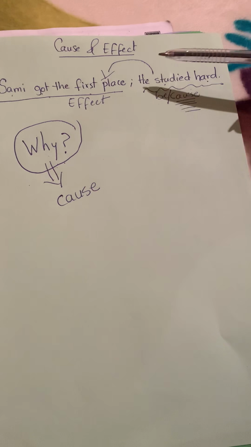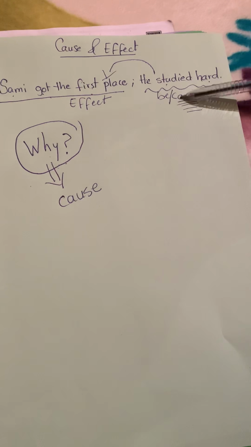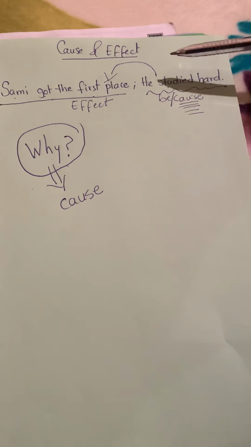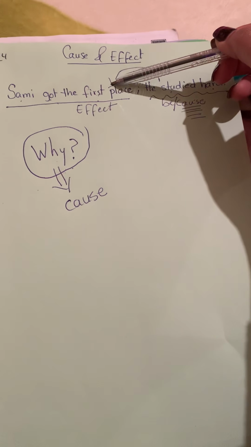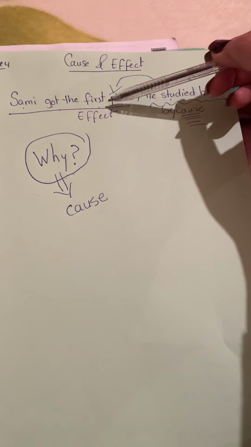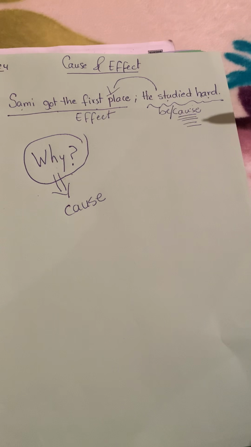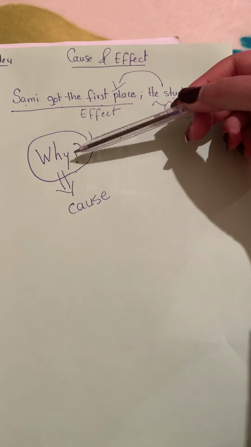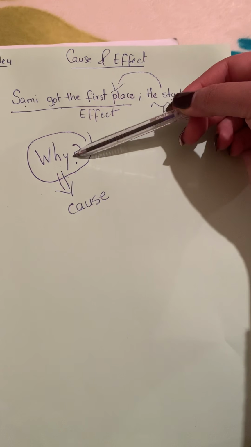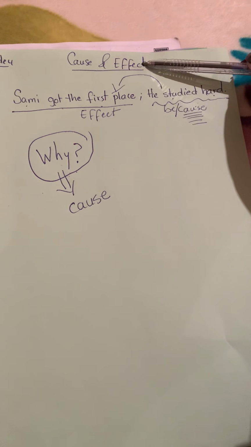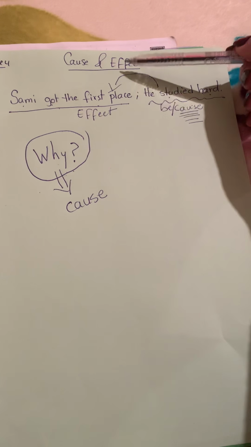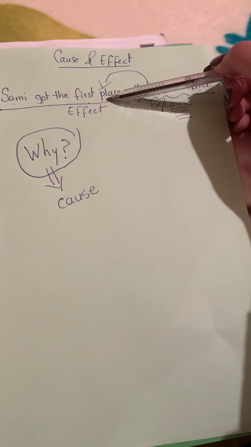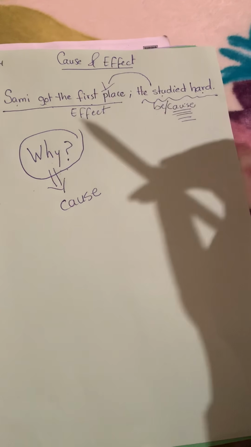Okay? So he studied hard. Because he studied hard, what happened? What's the effect of studying hard? Getting the first place. Okay, so the cause is why something happened, and the effect is what happened, the basic action, the basic thing that happened.